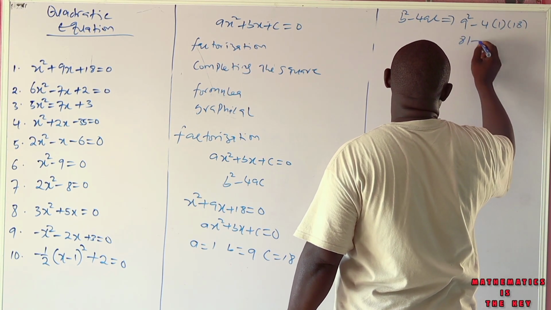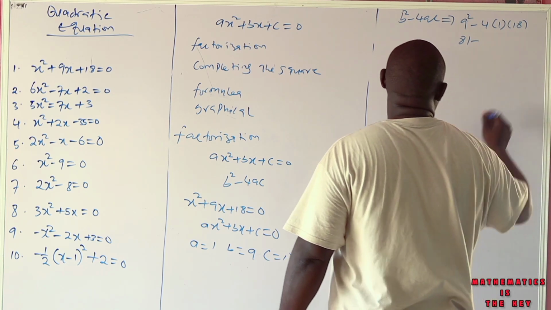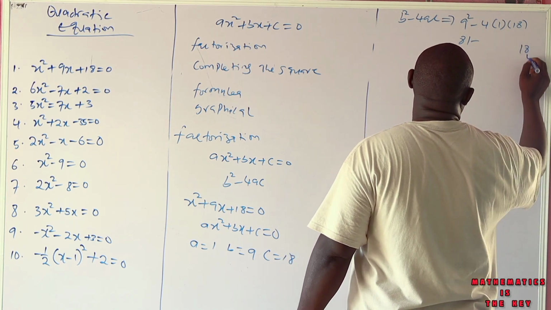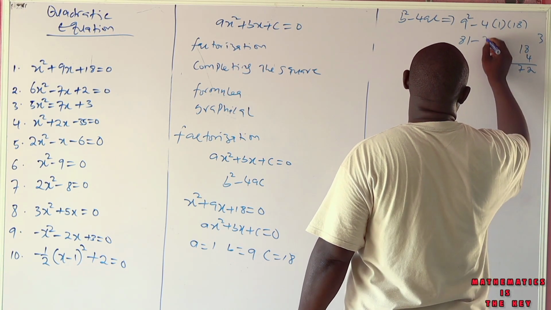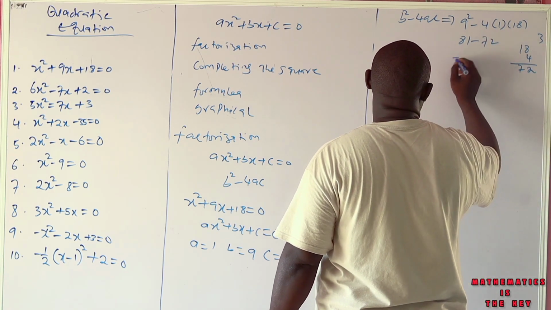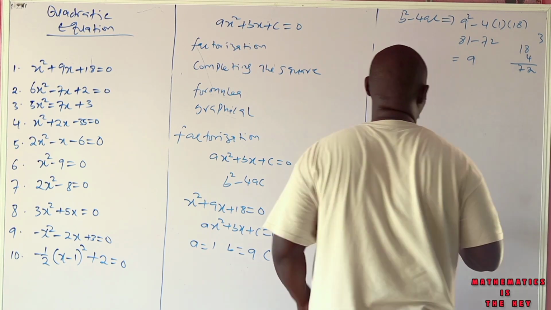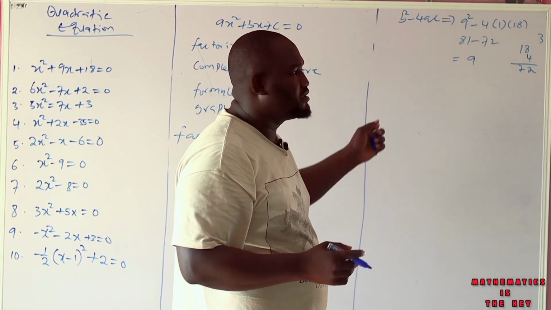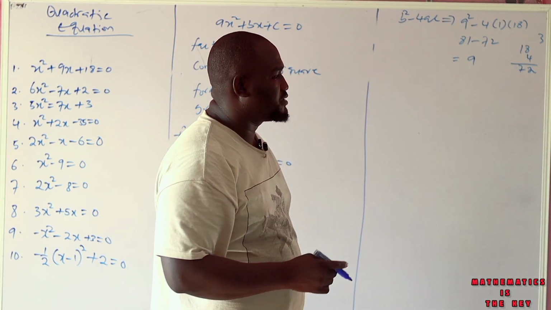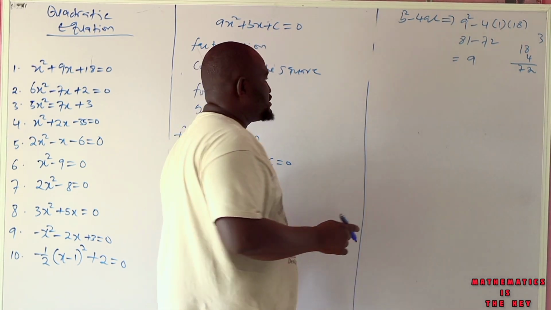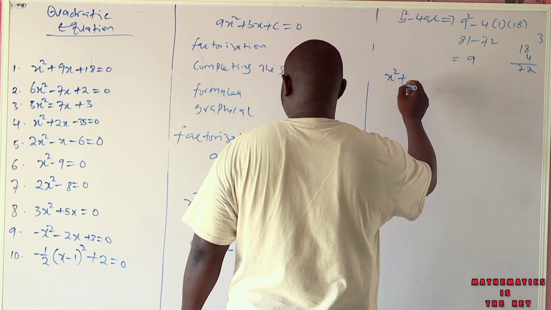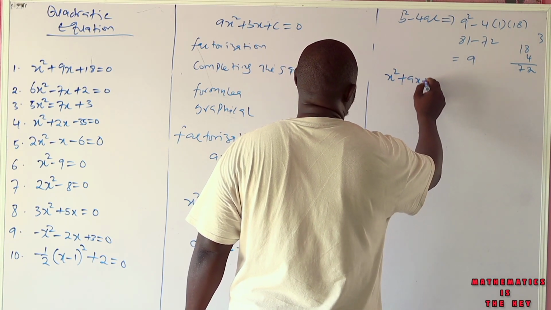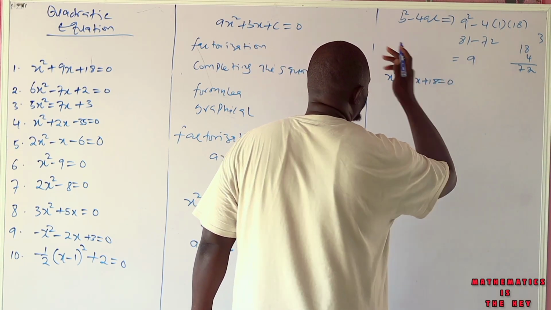9 squared is 81. 4 times 18 is 72. And 81 minus 72 is 9. 9 is a perfect square of 3. That means this particular equation can be solved using the factorization method. We proceed to solve it: x squared plus 9x plus 18 is equal to 0.